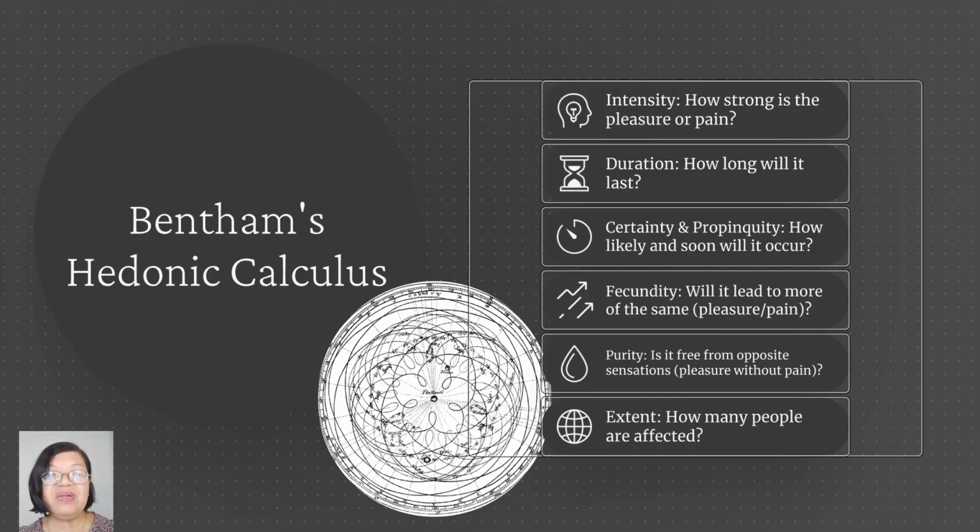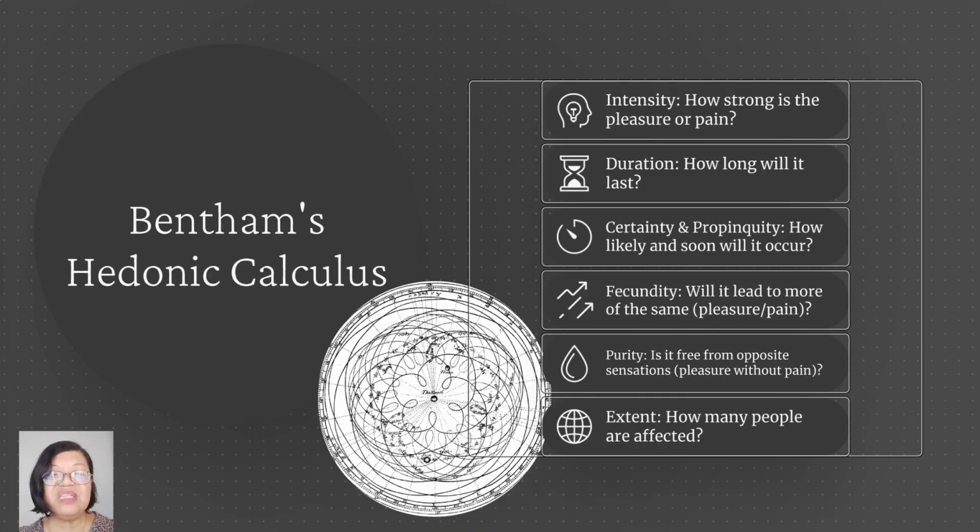For example, a relaxing vacation might produce mild pleasure, while winning a large sum of money may produce intense happiness. Duration: how long will the pleasure or pain last? For example, a meal provides short-term pleasure, whereas receiving quality education might lead to lifelong satisfaction.